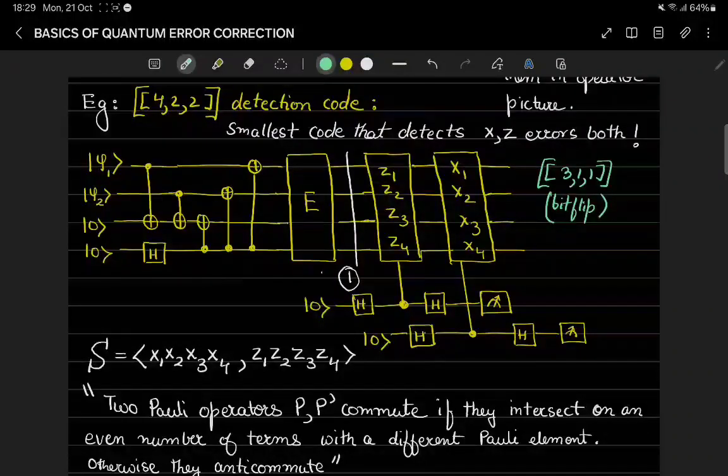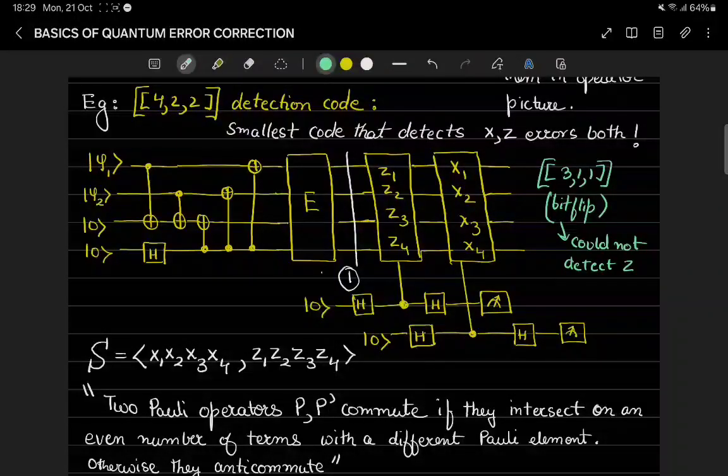It could not correct the phase flip error. But this code, it could not even detect phase flip error. So this could not detect Z errors. So could not detect Z errors, but this code will detect them, but it will not be able to correct them because it will not show us which position the error occurs. So let's go through the circuit.